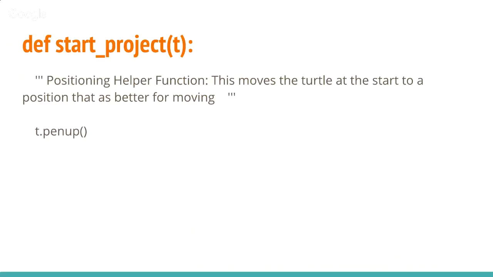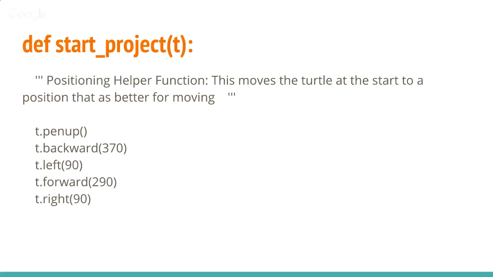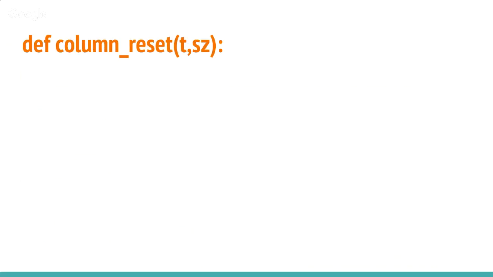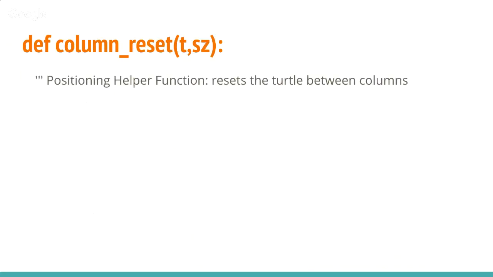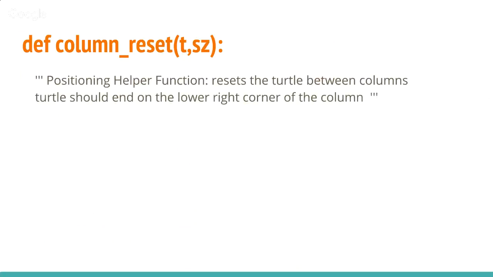Again, we basically start by picking the pen up, moving backwards by 370, turning left at a right angle of 90, and moving forward by 290, and then turning right by 90, and that's dropping the pen. That way, when we start the rest of the drawing, basically we can just start away. The column reset is another positioning. Basically, it resets the turtle between columns.